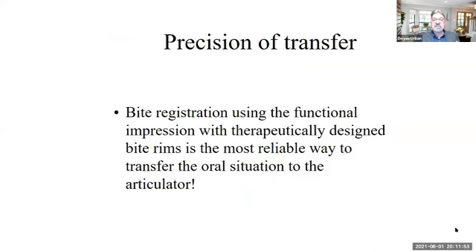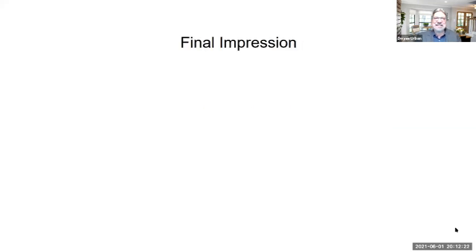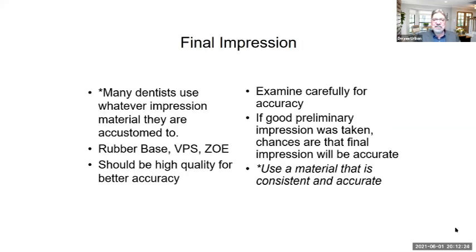So then the bite registration using the functional impression with therapeutically designed bite rims is the most reliable way to transfer the oral situation to the articulator, especially when you have a semi-adjustable or fully adjustable articulator. And one step further, if you're using a facebow transfer, that's a big plus also. So we got all the great information. It's almost like having the patient at the bench with us when we're working on these cases. So I love facebow transfers on full mouth reconstruction cases, and that's a whole other seminar also. So we don't have time to get into that tonight. But that final impression, make sure you use a good accurate material. There's a lot of inferior materials out there.